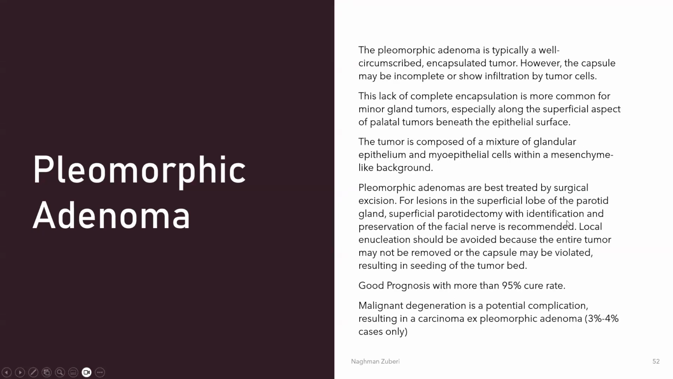The pleomorphic adenoma is typically a well-circumscribed encapsulated tumor. However, the capsule may be incomplete or show infiltration by the tumor cells. This lack of complete encapsulation is more common for minor gland tumors, especially along the superficial aspect of palatal tumors beneath the epithelial surface. Tumor is composed of a mixture of glandular epithelium and myoepithelial cells within a mesenchyme-like background.